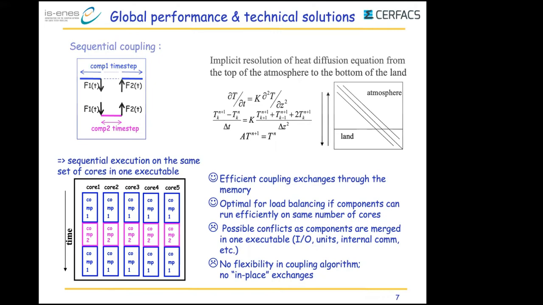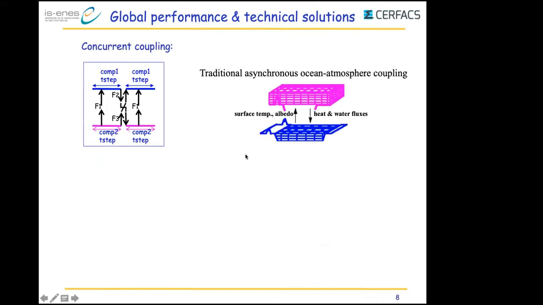The second type of coupling that you may want to implement is concurrent coupling. In that type of coupling, the two components are running at the same time on different sets of resources, and they exchange the coupling fields either at the end of the coupling time step or even during the coupling period. That's traditionally how we implement ocean-atmosphere coupling.